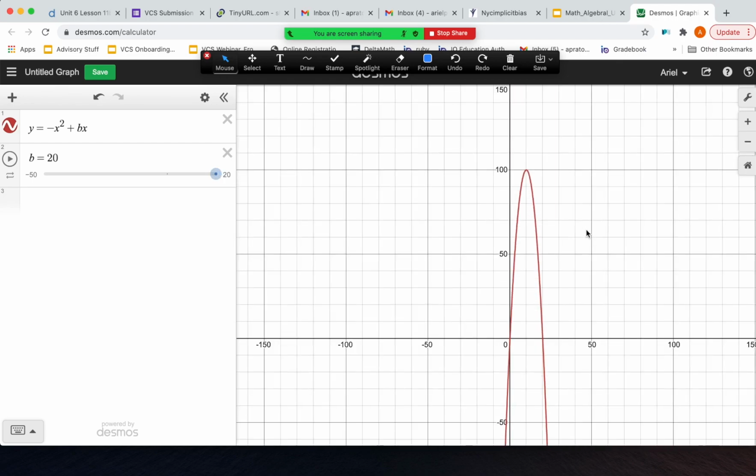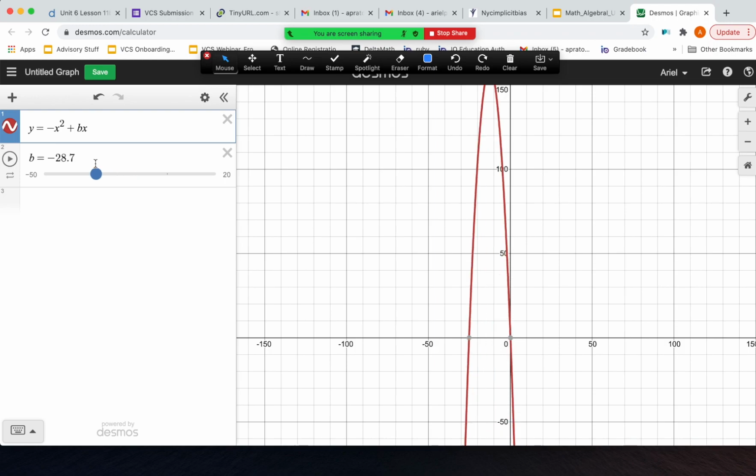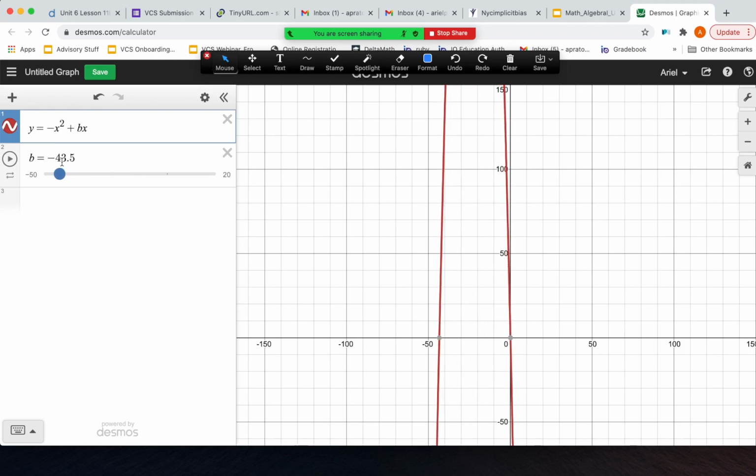Well, take a look here. When b is 20, when we're doing negative x squared plus 20, we still have the x-intercept at 0, 0, and now this x-intercept is at 20, 0. That's 20, that's 20. Interesting. What do you think this is going to be? 10, right in between.